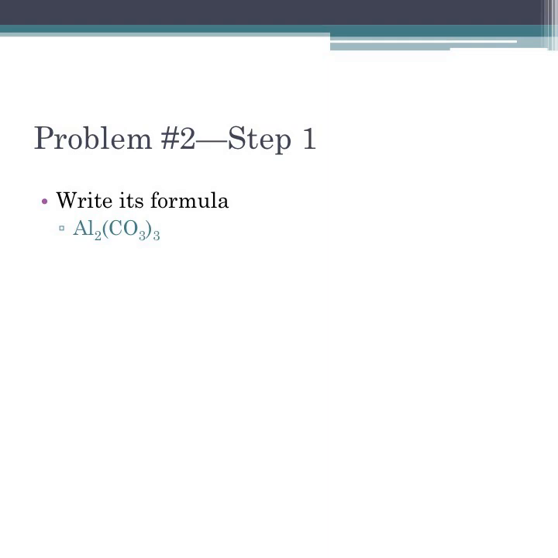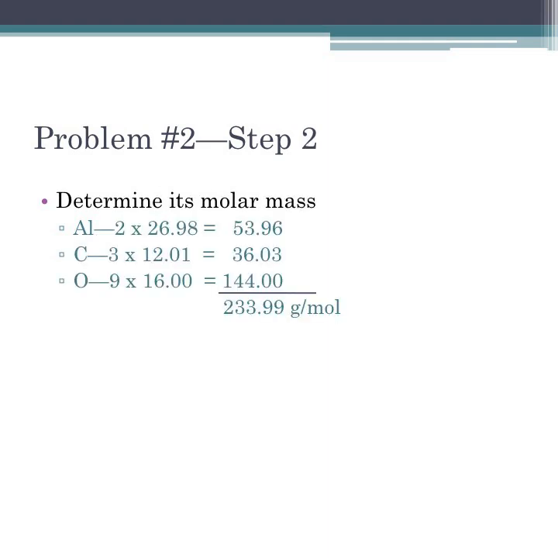Your next step is to determine the molar mass. Notice we're doing the same thing as we did previously. Step by step, same steps. So I'm going to write out Al for aluminum, C for carbon, O for oxygen. I look at my formula, I see that I have 2 aluminums. Make sure you distribute the 3 outside of the parentheses through the parenthetical expression so that you have 3 carbons and 9 oxygens.